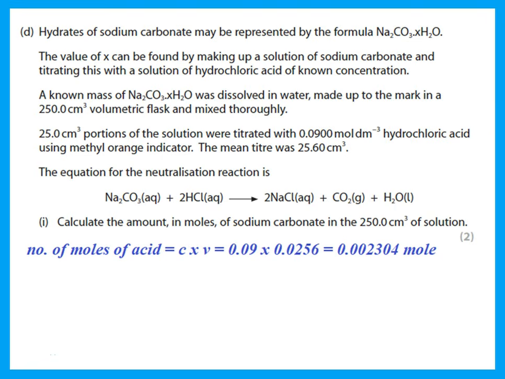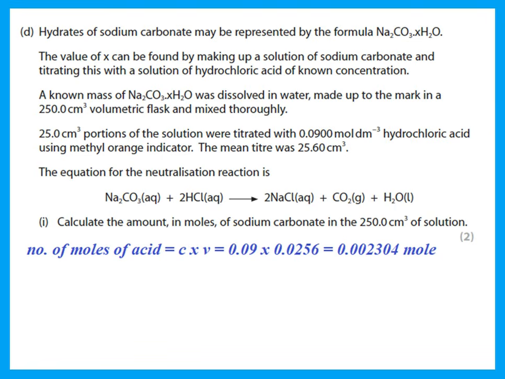So first of all, we need to get the number of moles of acid. Number of moles of acid is the concentration times the volume. Concentration is 0.09. The volume was 25.60. I divided by 1,000 before I put it into the equation. So this is the number of moles of acid.